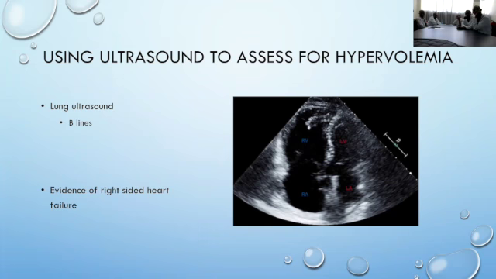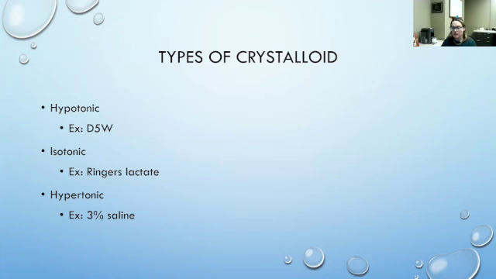These people can be profoundly hypotensive, which can be a little bit difficult to figure out if you don't know that the patient has existing right-sided heart failure, or that you maybe are pushing them into right-sided heart failure. So let's just go over some types of fluid that we can use.